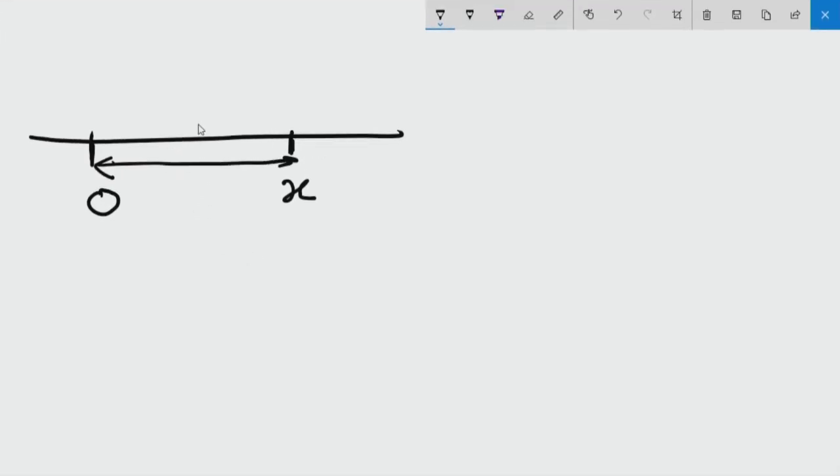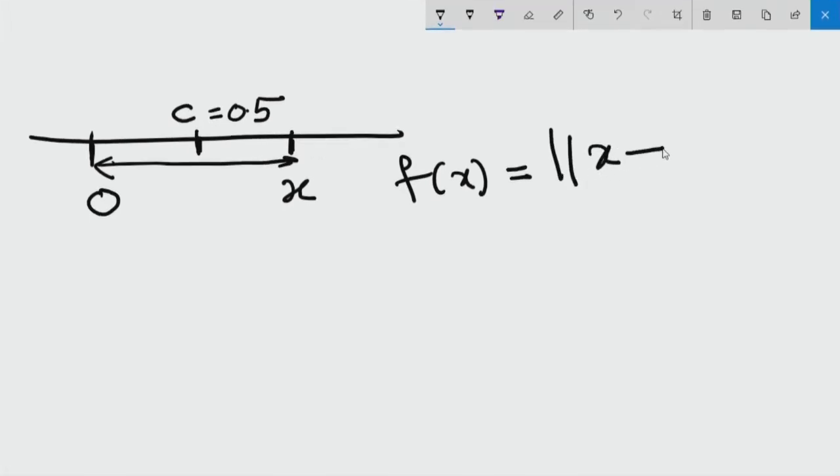Instead of 0, we could take some fixed point, suppose c equal to say 0.5. Then the radial basis function of x, f of x, is equal to the distance from the point x to the point 0.5. Similarly, the radial basis function in this case, the functional value at the point x, is the distance of the point x from a pre-assigned fixed value. That value can be 0 or any other fixed point. This is the case when r is equal to 1.